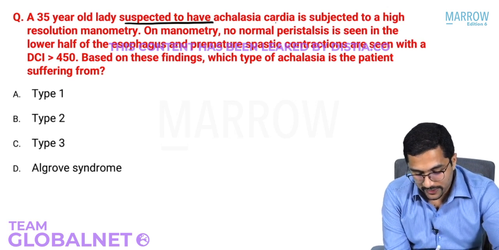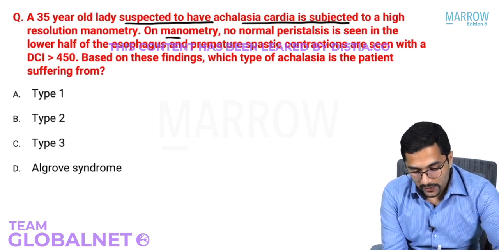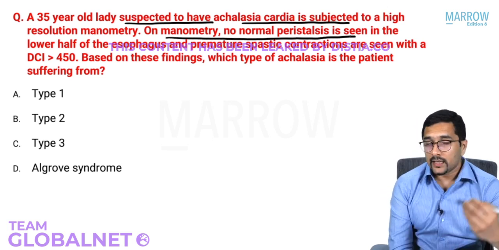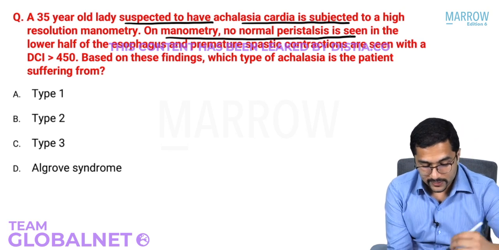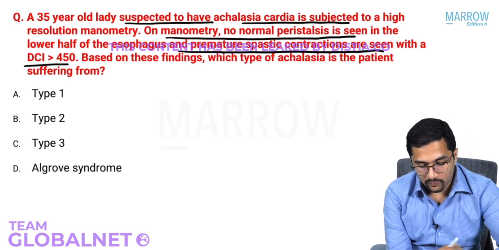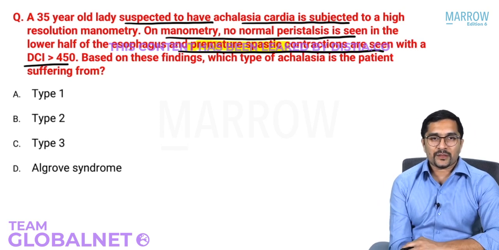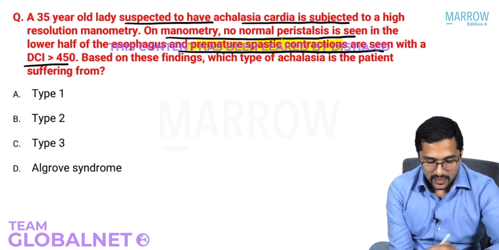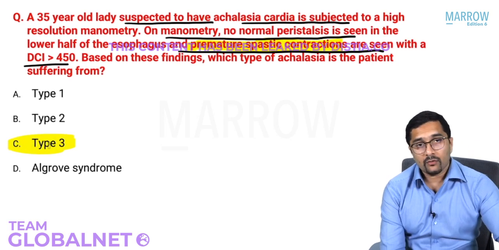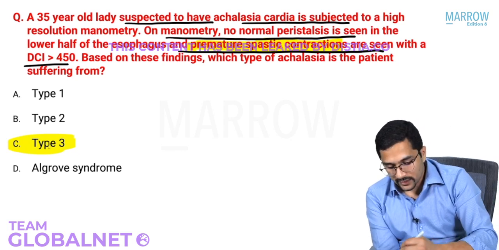A 35-year-old lady is suspected to have achalasia and is subjected to a high-resolution manometry. On manometry, no normal peristalsis is seen, which we know is the case, and premature spastic contractions with a DCI of more than 450. In the question stem itself, they've given the answer, spastic contractions. And we know that type 3 is the one with spastic achalasia.